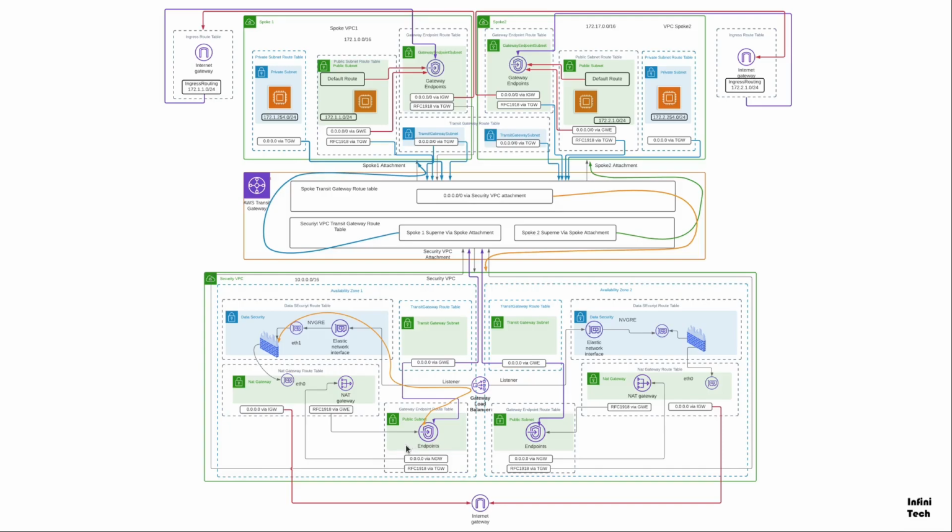Traffic lands in the security VPC and gets checked against the security VPC route table. This is the last leg of the conversation, and the packet is sent out the spoke VPC attachment. It lands in the spoke VPC transit gateway route table, which sends the traffic directly to the EC2 instance. Return traffic gets received by the EC2 instance that initiated the connection in the first place.